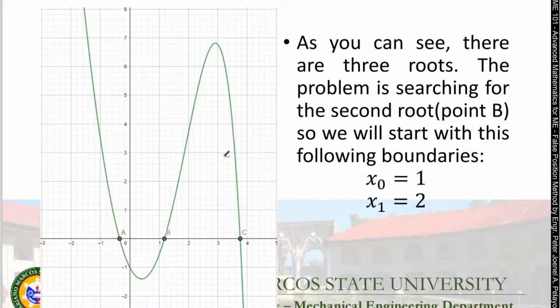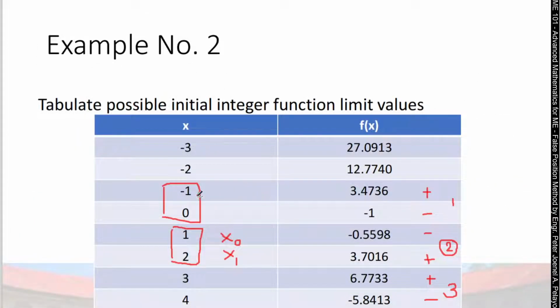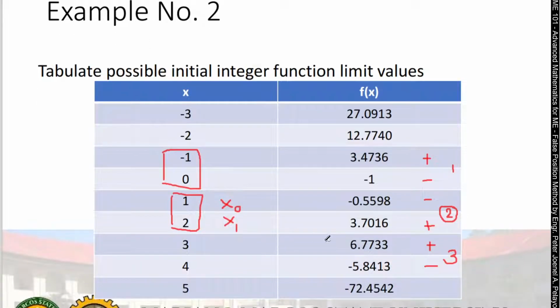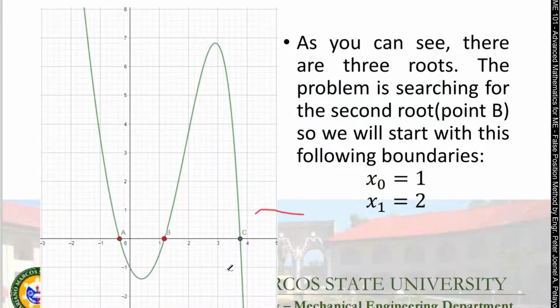As you can see, there are 3 roots. Let me also show it on the graph. This is root 1, between negative 1 and 0. And then, between 1 and 2, this is the second root, which is the important one now. And then, between 3 and 4, is the third. So, our x0 is 1, and our x1 is 2.